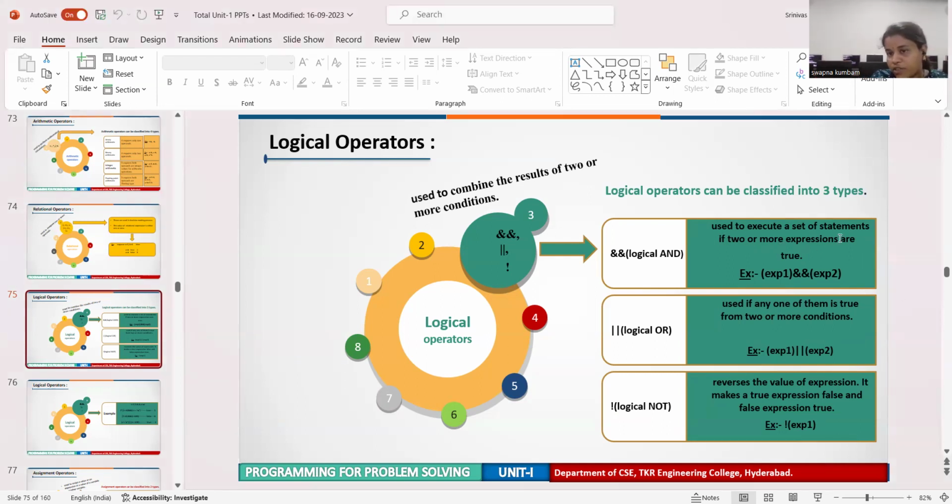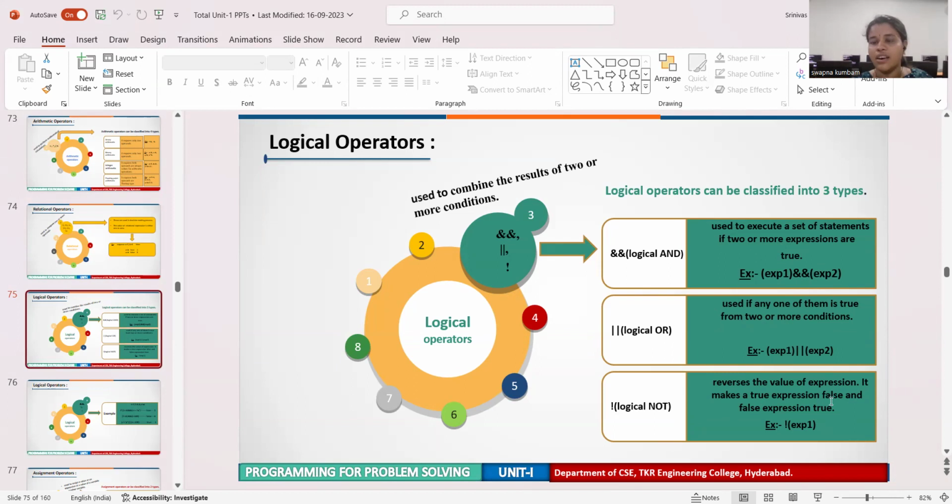So the same condition it is specifying here. It is used to execute a set of statements. Whenever we are checking the conditions, if both the statements are true, then only the expression will be true, or else it will be false. So if I am taking expression 1 and expression 2, if both are true, then only the condition will become true, or else it will be taken as false. And for or, if any one of them from two or more conditions is true, it will be taken as true. And not is, if the expression is true and we place not, the expression will be false.